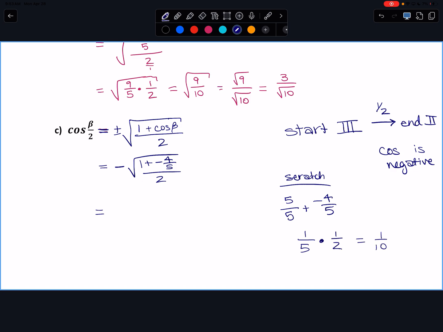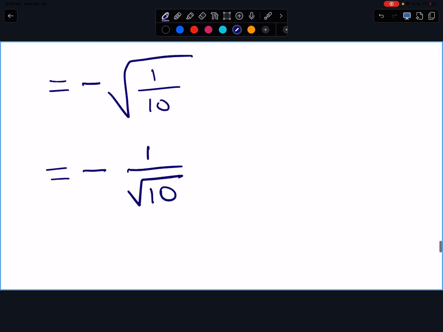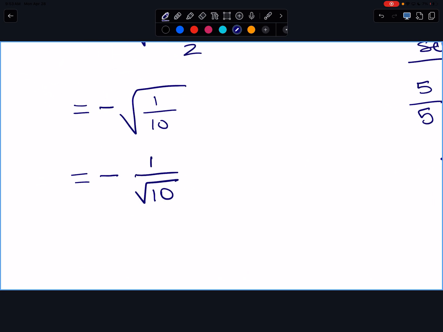I like it. So then the answer is negative square root of 1 over 10. Yeah, perfect. What's another way we could have written that answer? Nice. So if that answer is not on your paper, it's because they rationalize. So it might look like that, okay?